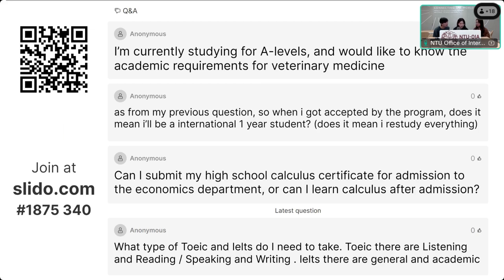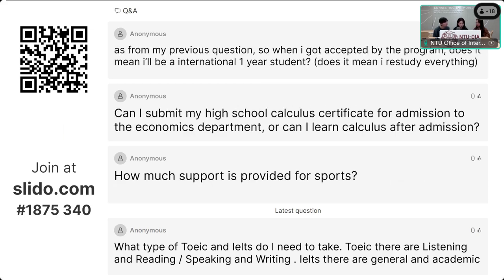So as for my previous question, when I got accepted by the program, does it mean I'll be an international first year student? Does it mean I restudy everything? For this international sophomore entry, if you get accepted to the program, you are considered as a sophomore year student.